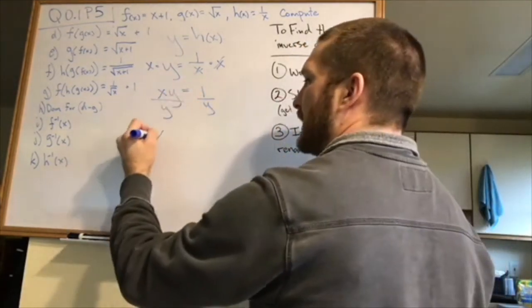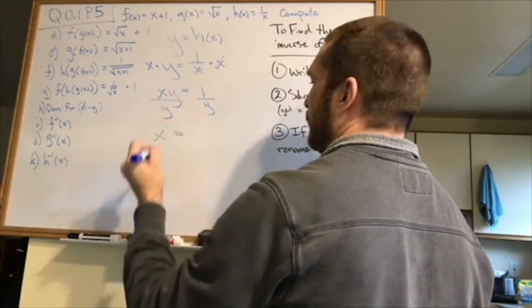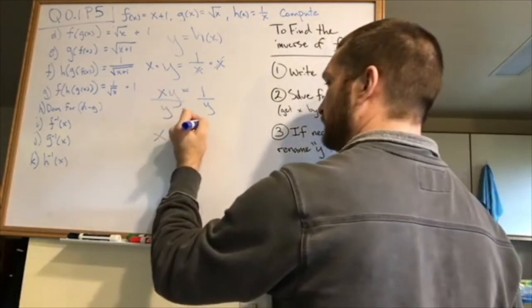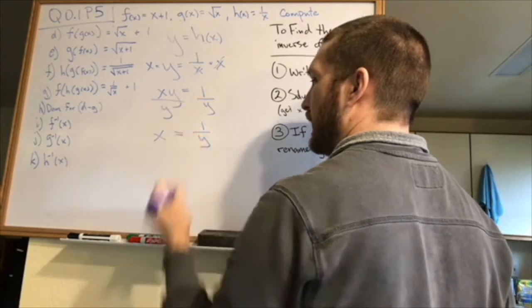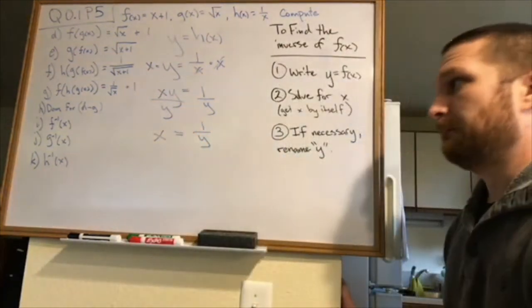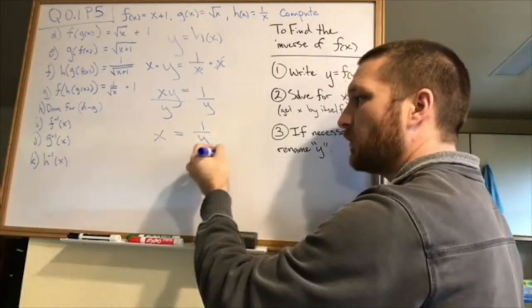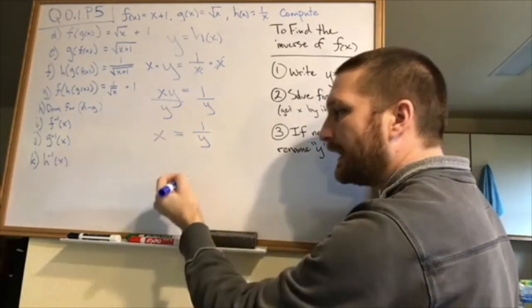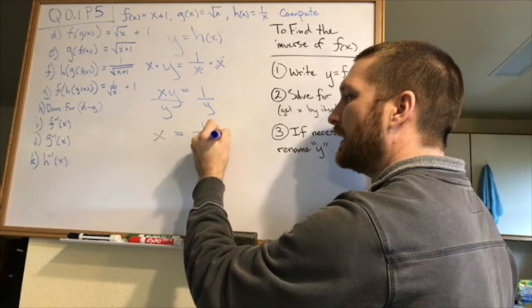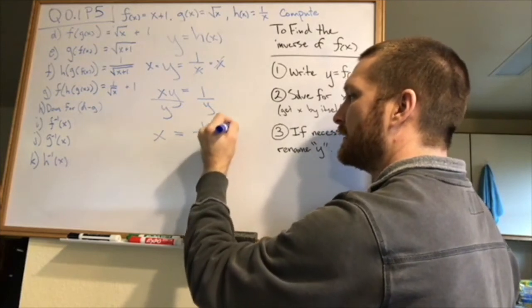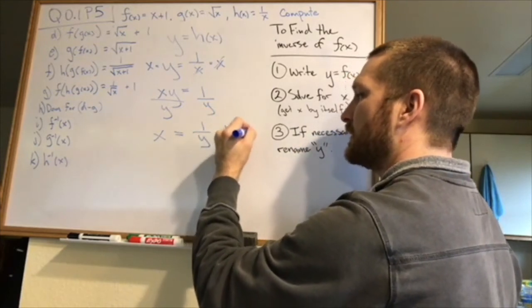Doing that cancels the y's on the left, since y divided by y is 1. Divided by y. And there we go. X is all by itself. That right there is a formula involving y. And so right there, that is my formula for the inverse.